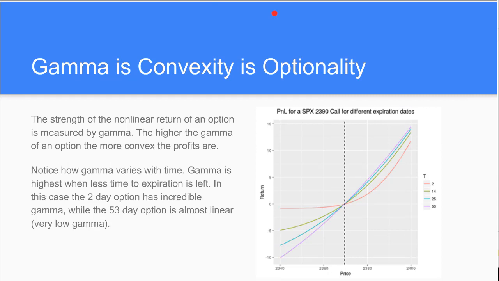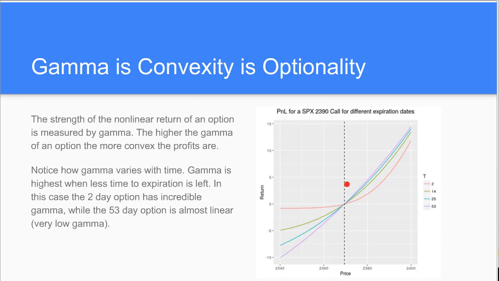So now let's talk about gamma. Now I'm going to formally introduce gamma to you folks. Gamma is just a number. It's a number between 0 and 1, or you can define the scale as you want, that represents convexity. It's just a way to quantify the convexity of an option. So, for instance, let's look at it.